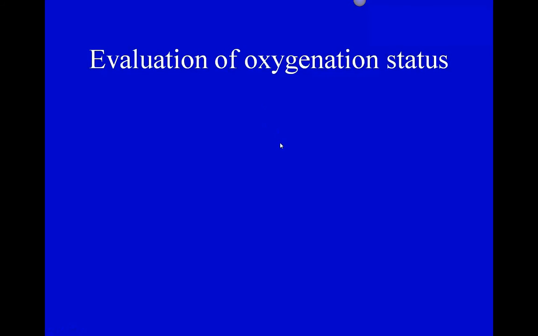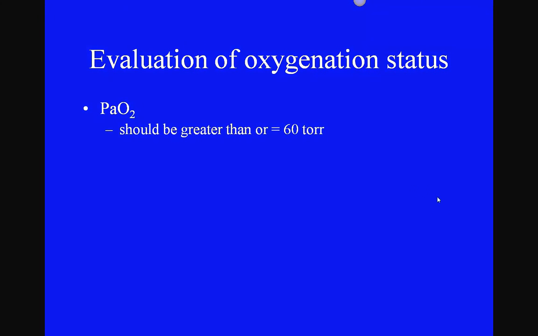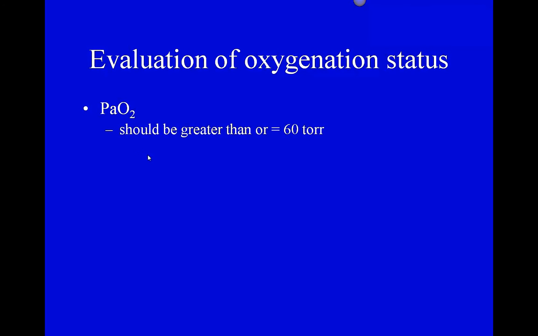Okay. So let's start with the easy thing to evaluate, and that will be to look at a blood gas and evaluate oxygenation. In every altitude location, we'd like your oxygen level to be greater than or equal to 60 torr. And torr is just another pressure designation that is the same thing as millimeters of mercury. So those labels are interchangeable. When you see torr, if you feel more comfortable using millimeters of mercury, you could substitute that there.